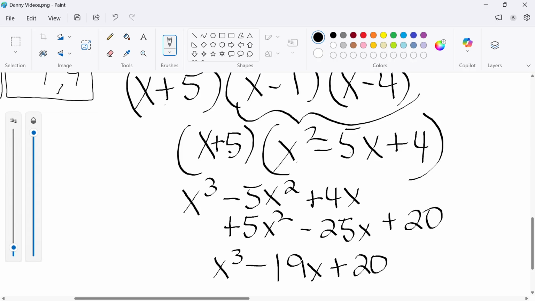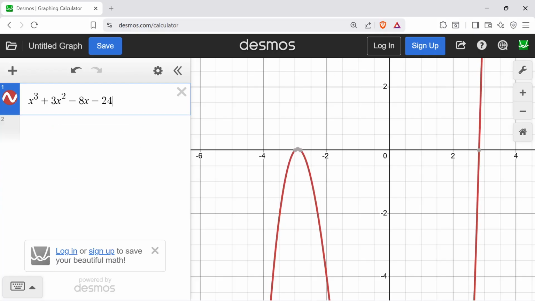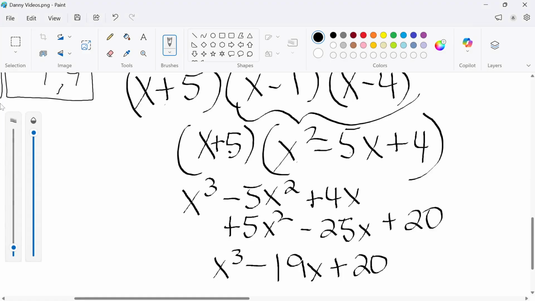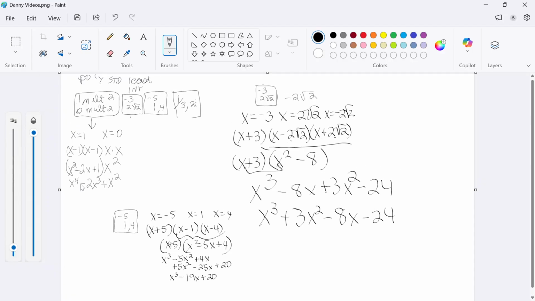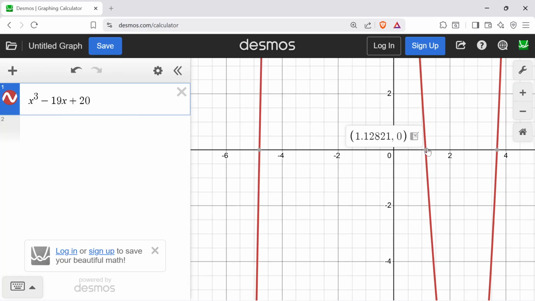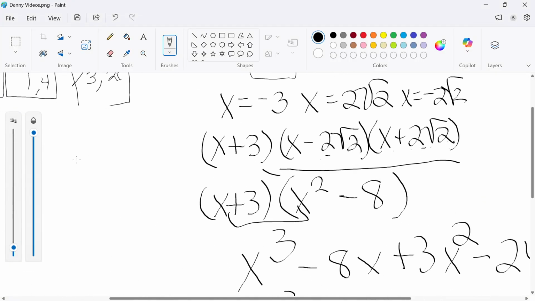And let me check it. x cubed minus 19x plus 20. And I should get, what were they again? The zeros I get should be negative 5, 1, and 4. What have I done wrong here? Something has gone wrong.